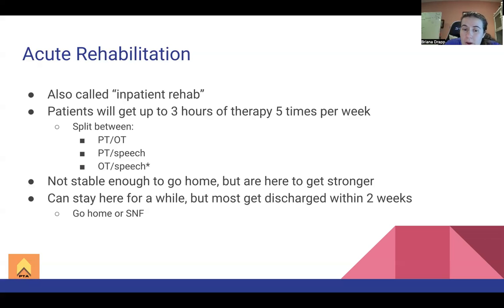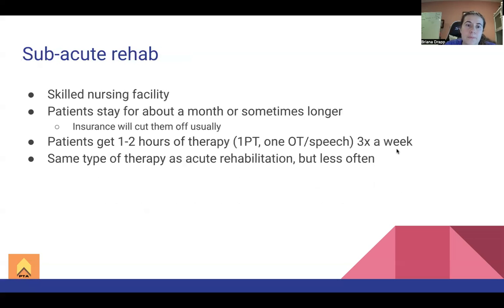So they can stay here for a while, but most get discharged within about 2 weeks. About 10 to 14 days is the average stay in inpatient rehab. A lot of these patients will end up going home, or they'll go to subacute rehab, or even a nursing home or skilled nursing facility. SNF stands for skilled nursing facility. A lot of people will call it SNF, so if you ever hear that and wonder why everyone is talking about SNF, it's skilled nursing facility. Took me a while to figure that out.